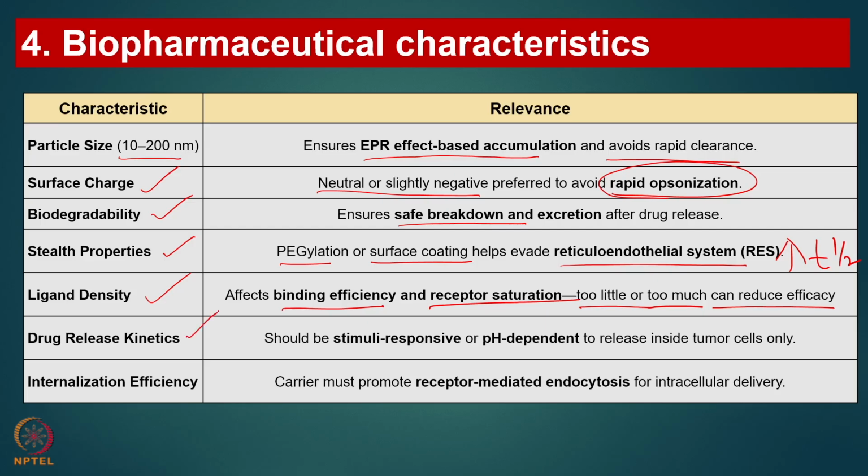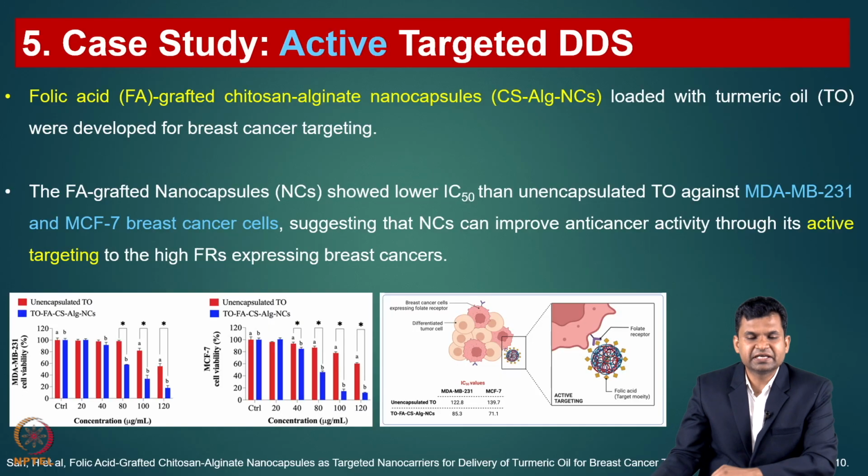Drug release kinetics is also very important. When you use stimuli-responsive or pH-dependent systems, the drug will be released at that particular site, and based on the different polymers, the polymer will affect the drug release parameters. Internalization efficiency, yes: when you target with the receptor-mediated endocytosis system, your carrier must promote this system for intracellular delivery. So, this is the one case study.